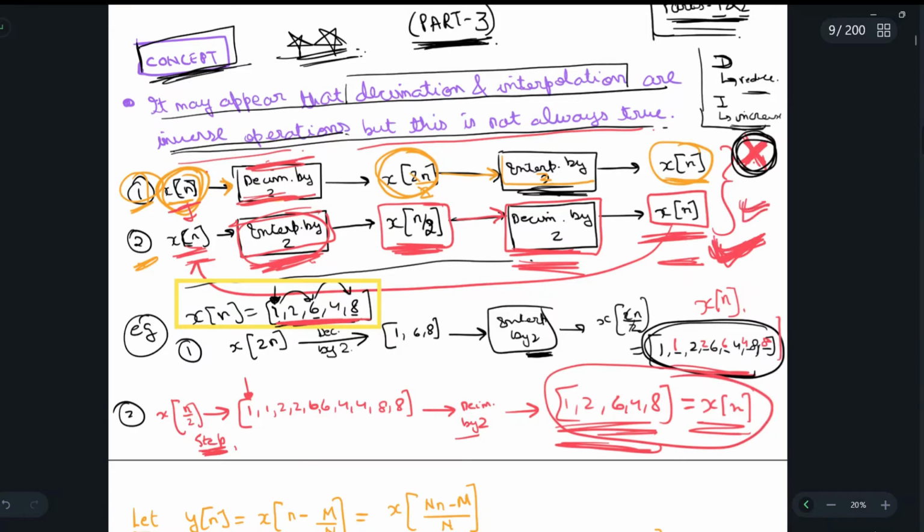So this is how you will prove the above statement, that they are inverse of each other, but it may not always be true. Also keep in mind that the interpolation always has to be done first. No matter what you are doing, the interpolation part always has to be done first.